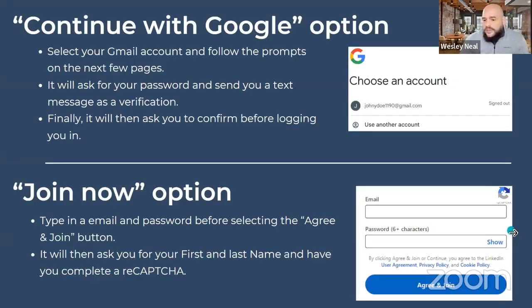You'll either select your Gmail account, or if you're using another option, you'll type in your email. You'll create a password as well, and then agree to join. Both ways are relatively quick, relatively easy.